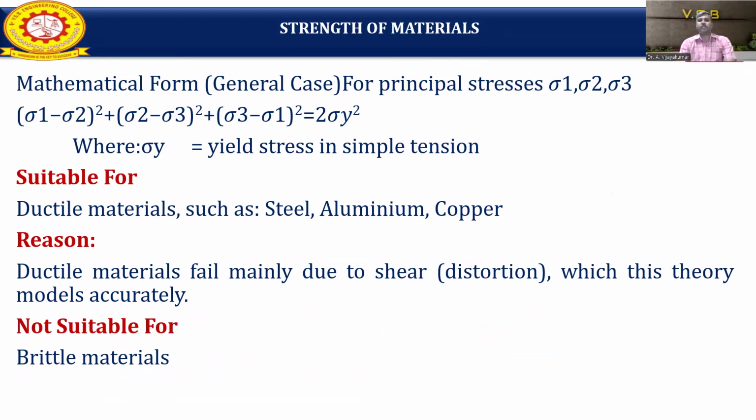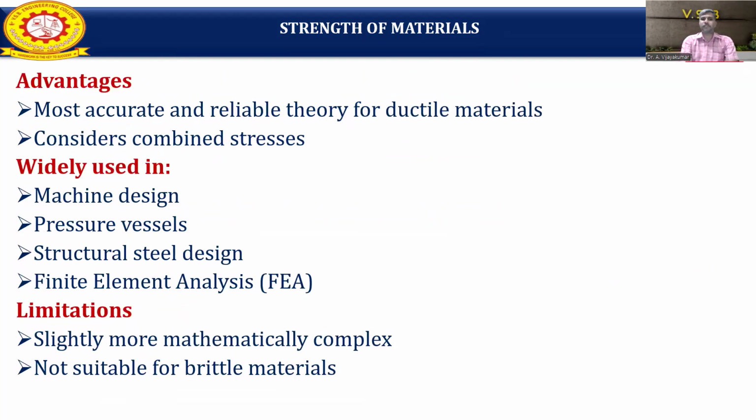That means the steel, aluminum, copper. So this type of material only we can use for this type of theory. The reason is ductile material mainly fails due to shear, so this theory's model will be more accurate. This theory is not suitable for brittle materials.